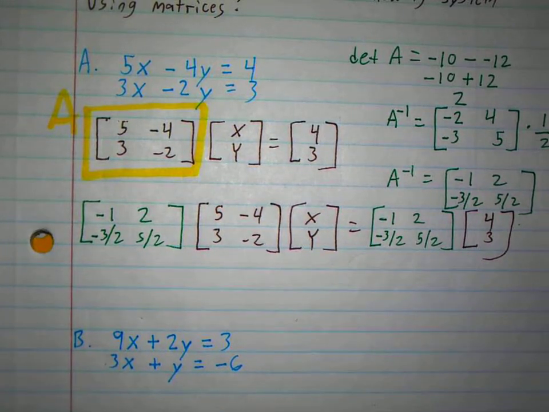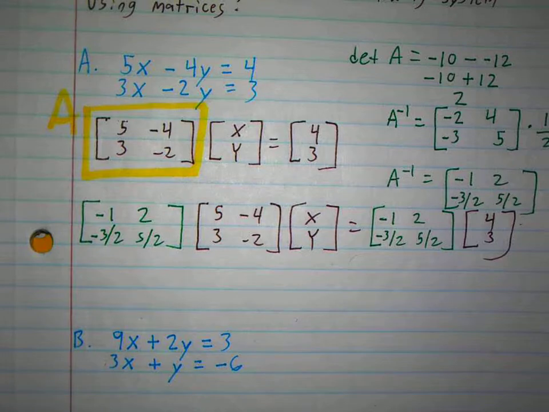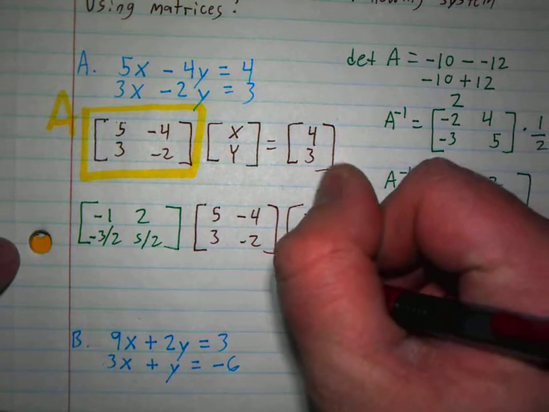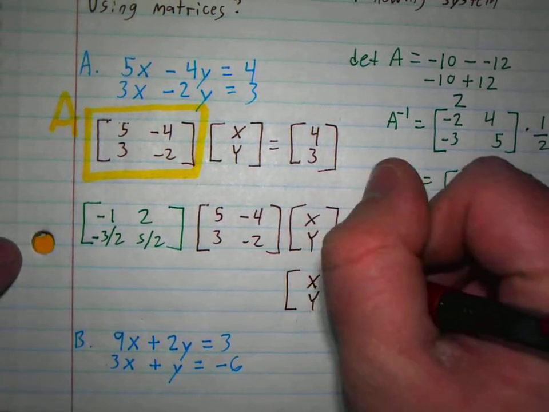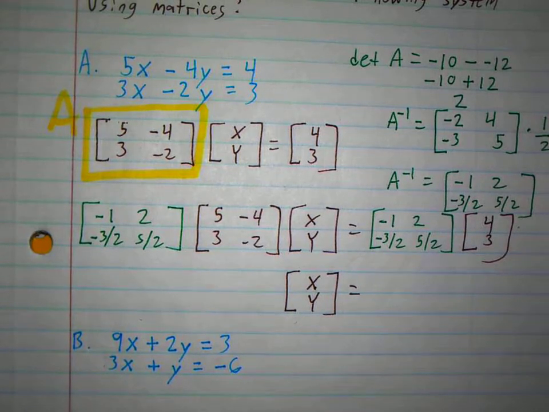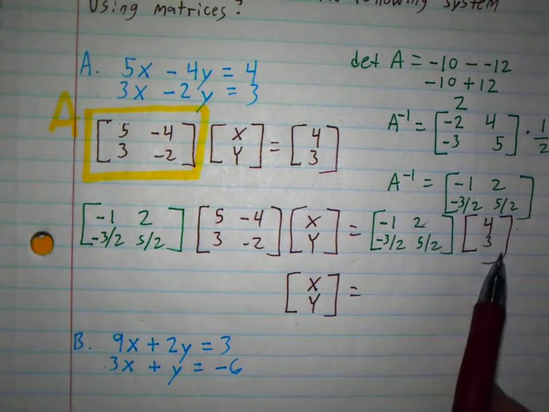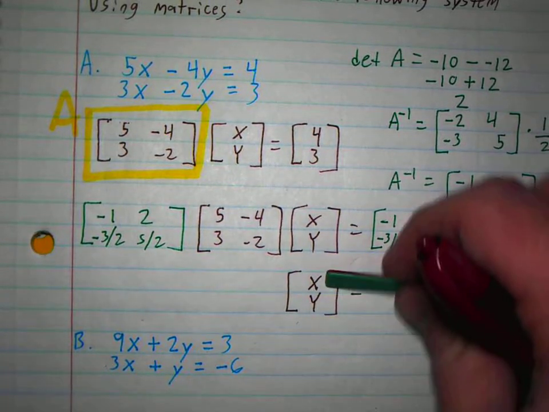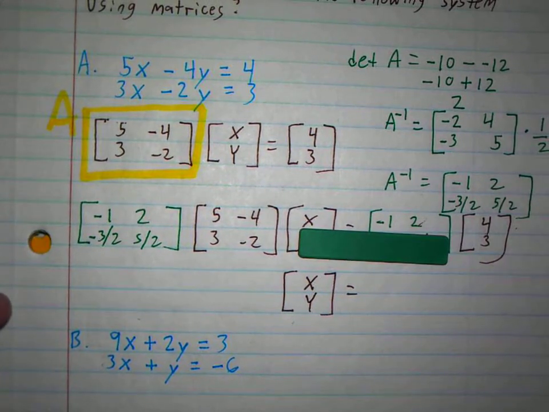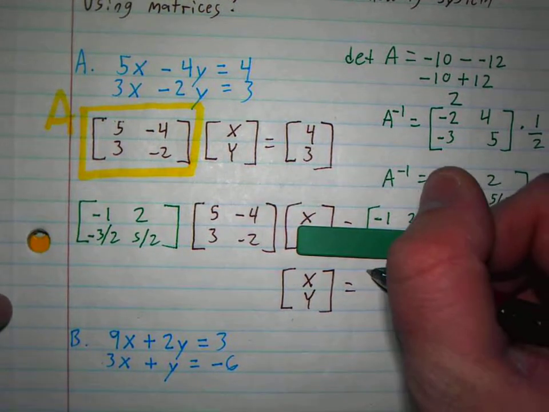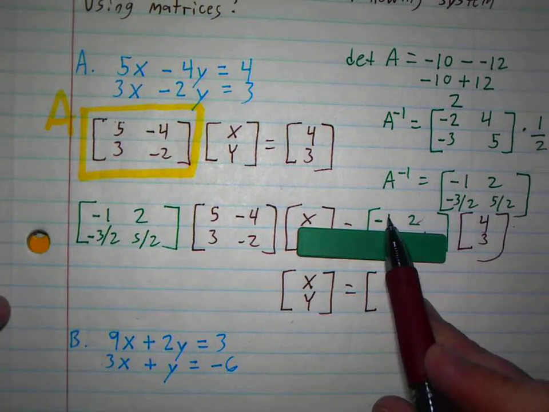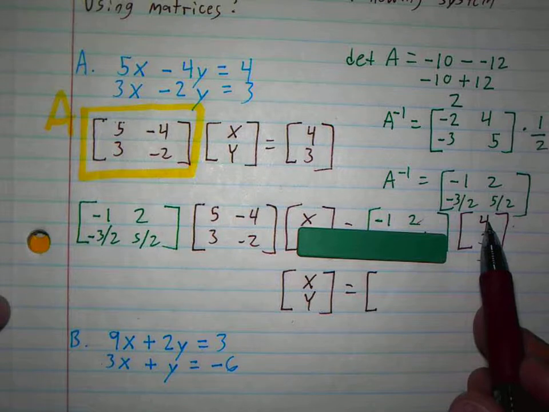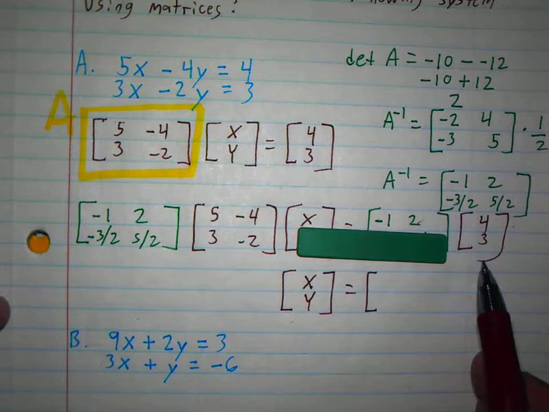It's like having a 1/2 and then 2. 1/2 times 2 makes 1. And 1x is just x, right? So those cancel. And now I have to multiply this matrix times this matrix. Notice this has 2 columns, this has 2 rows, so I can multiply them. You do row times column, so it's -1 times 4. So -1 times 4 is -4, right? And then 2 times 3 is 6. -4 plus 6 is 2.